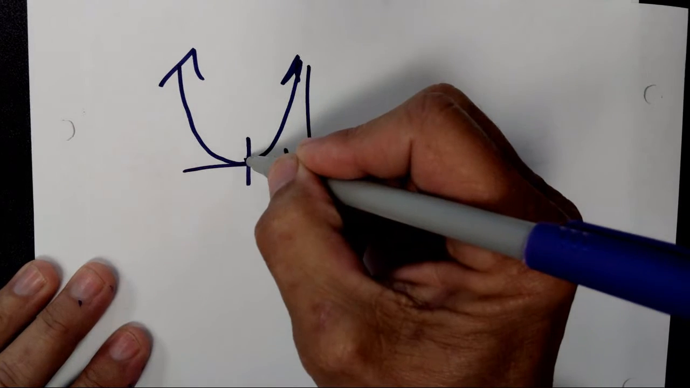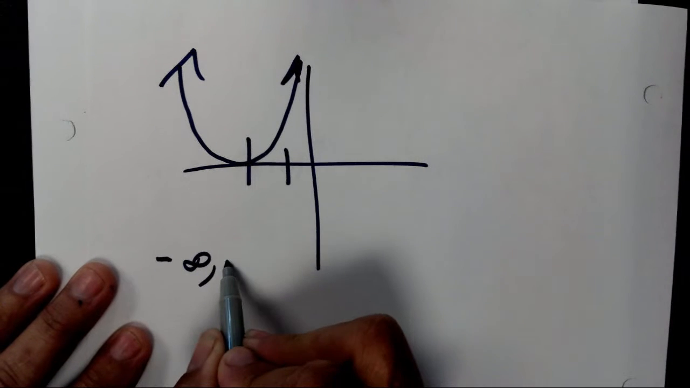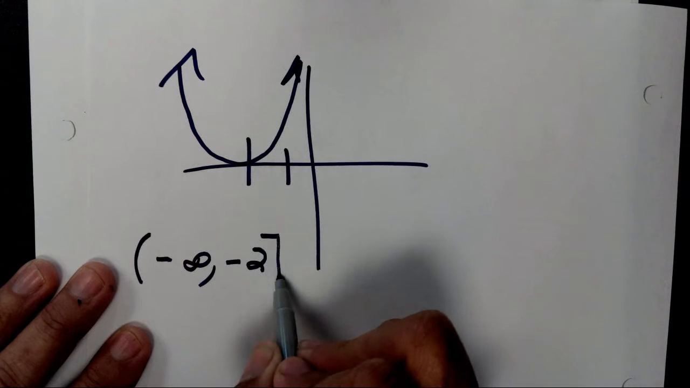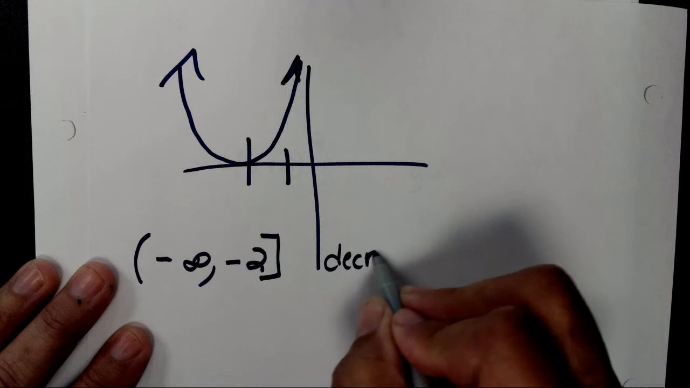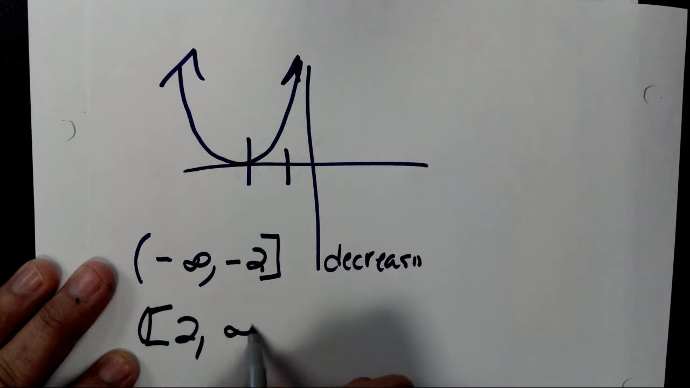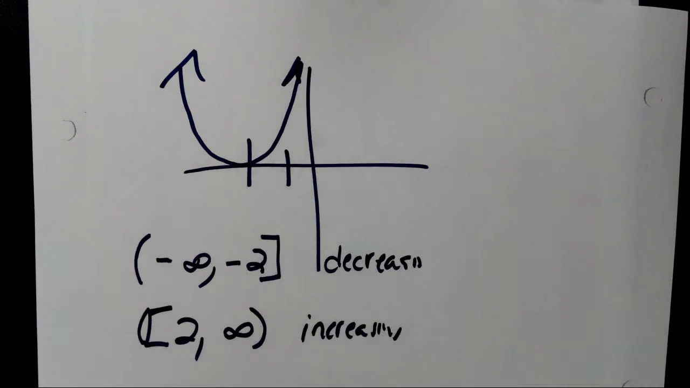decreasing, but then increasing. So, from negative infinity to negative 2, include it. Yes, it is decreasing. And then 2 to infinity is increasing. All right.